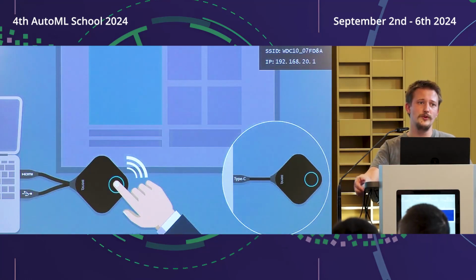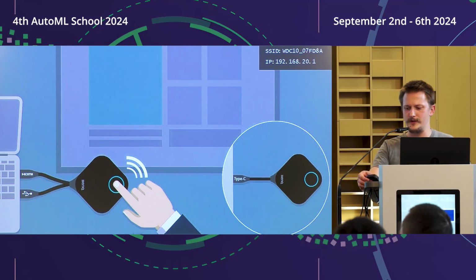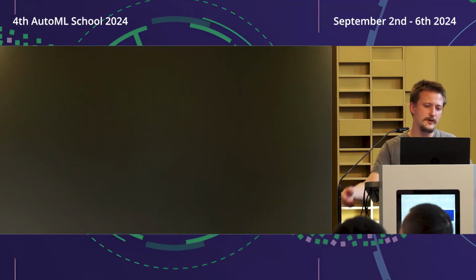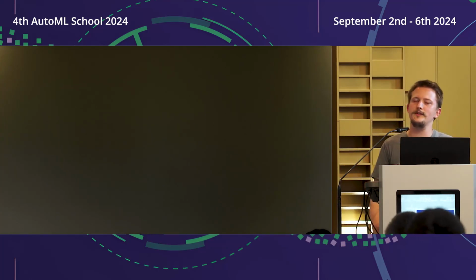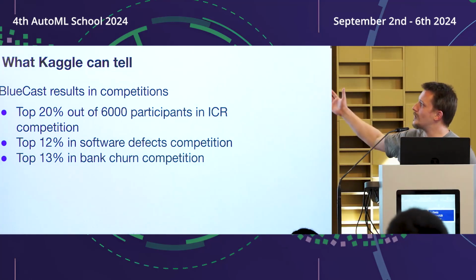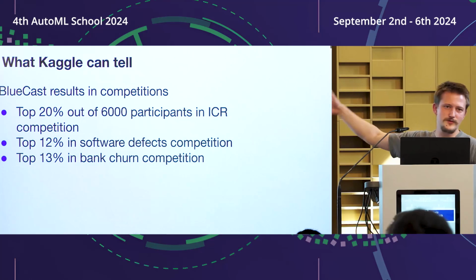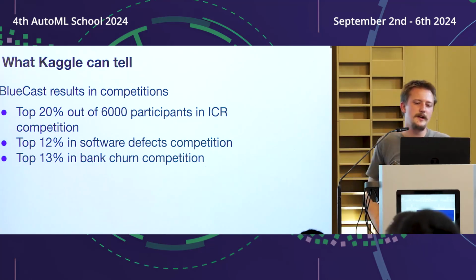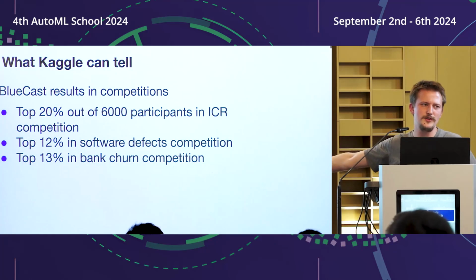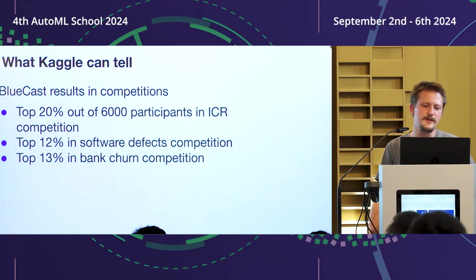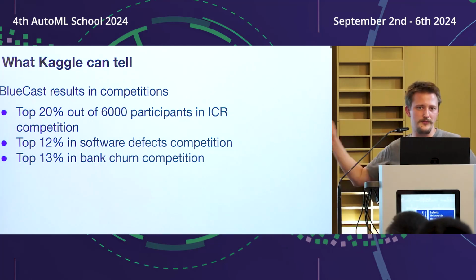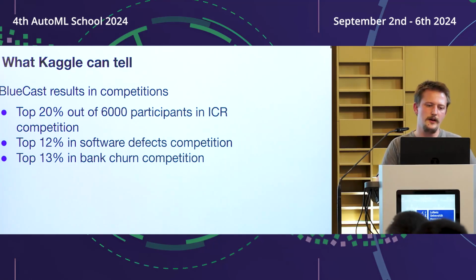Especially AutoGluon, which we talked about before today, was really strong, also like AutoML. But then when you look at the Kaggle leaderboard, where was BlueCast? So I just brought three results here. In an ICR competition last year, it finished in the top 20%. And in two other competitions it was top 12% and top 13% at the end of the month, basically.